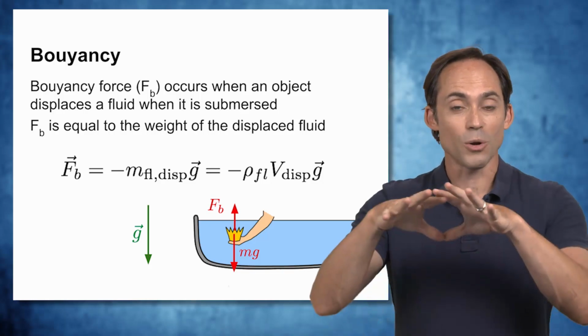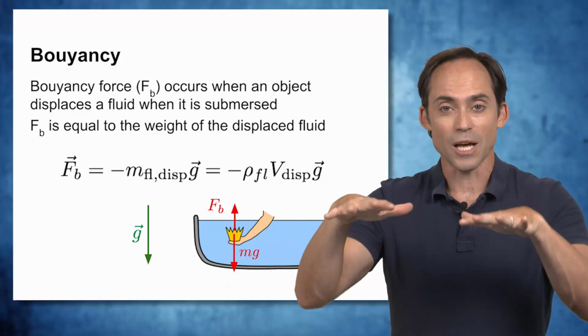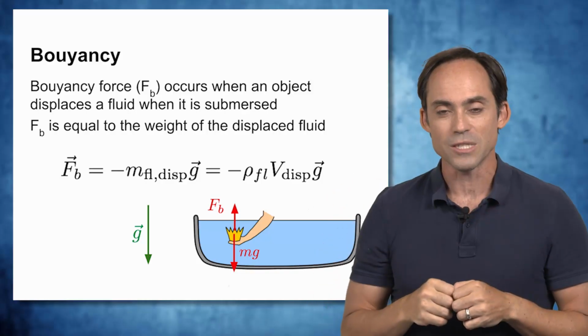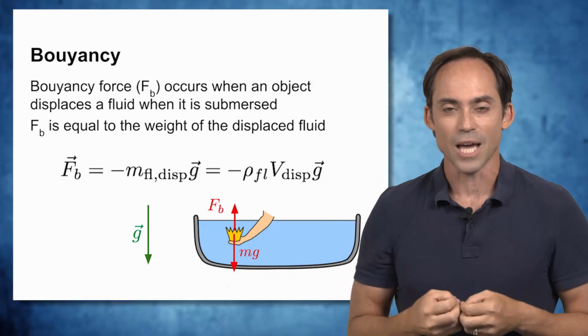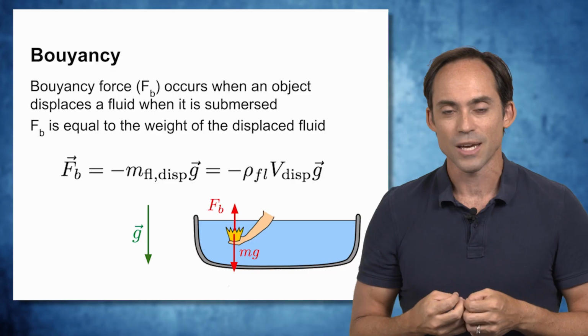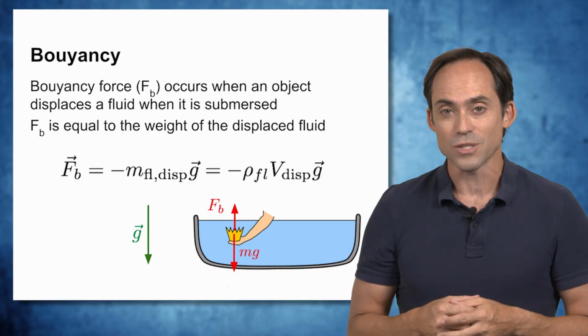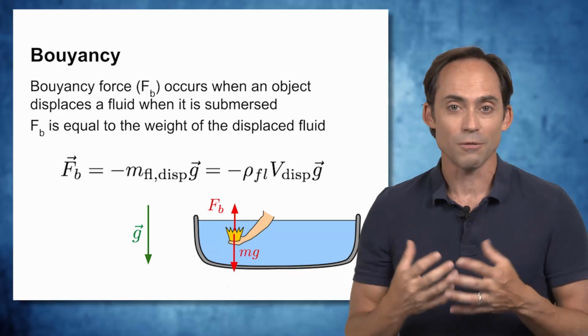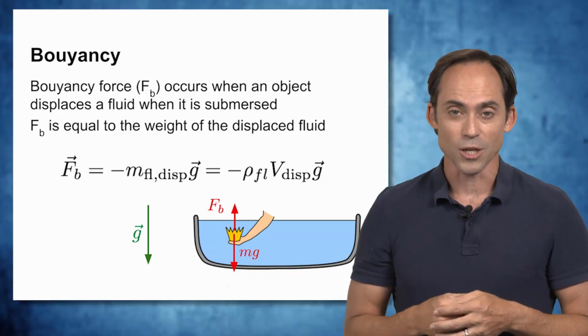So if an object is floating on top of a surface, there's going to be a little bit of displaced fluid, and that little bit is the buoyancy force that counteracts the mass of the object and keeps it suspended on the surface. If an object is completely submersed, then that displaced weight of fluid is just the density of the fluid times the volume of the object.